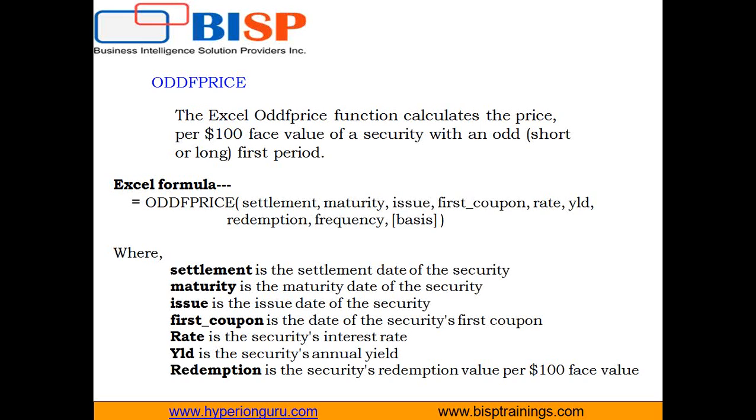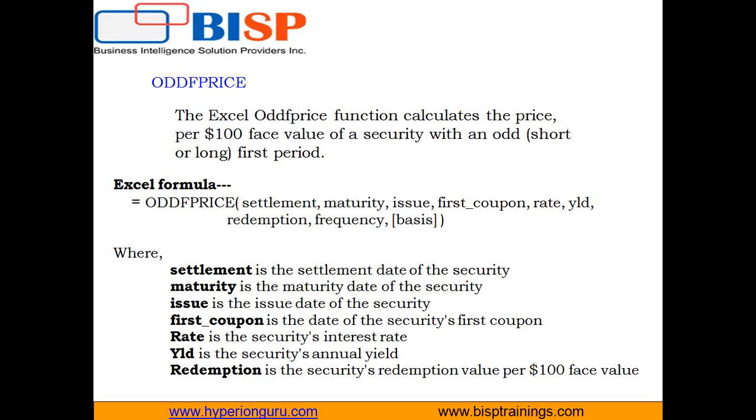Here F means first period, and it is used for calculating the price of a security with an odd first period. The bond-related formulas and functions assume that every period is the same length. For example, the coupon payments occur every 3, 6, or 12 months. Some bonds have irregular first or last periods where the payment dates don't fit any of those patterns. So Excel includes a set of functions you can use to evaluate these securities.